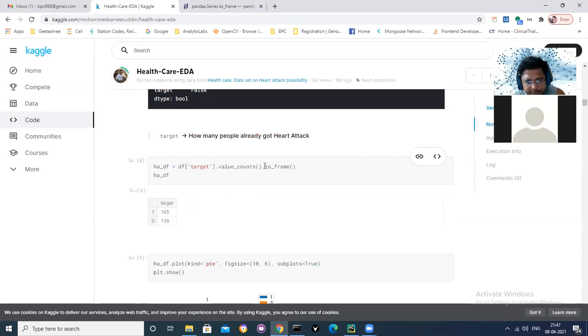So if I did not do this, why did I do this? To have a good visualization. But when I'm coding, I will try to avoid this because I only need the counts. That is important for me. That is enough for me. I don't need to_frame. He has done to_frame just to have a nice visualization effect here.